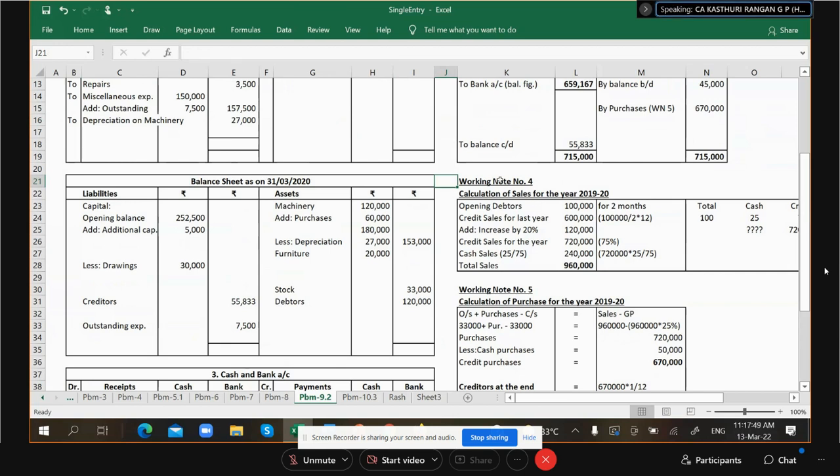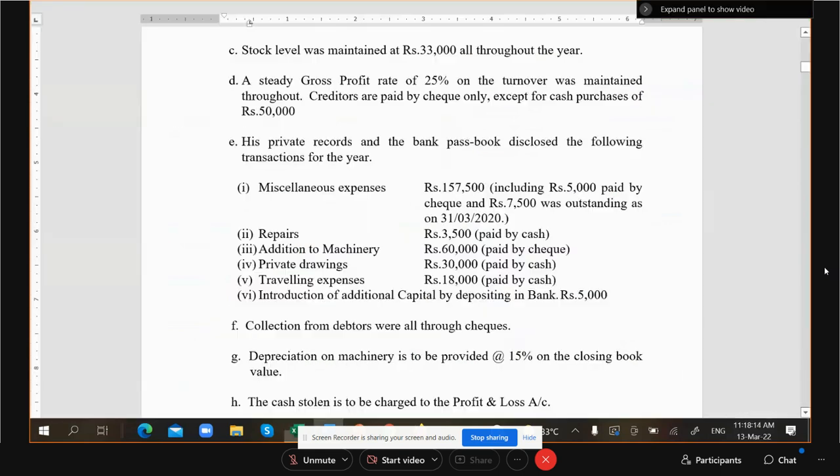Opening balance, add purchase, closing is 180,000. On that 15% depreciation, how much? 27,000. Closing balance, 153,000. Depreciation should be taken to P&L. Correct? Double effect should be given. Then you'll get all answers correct. Next.